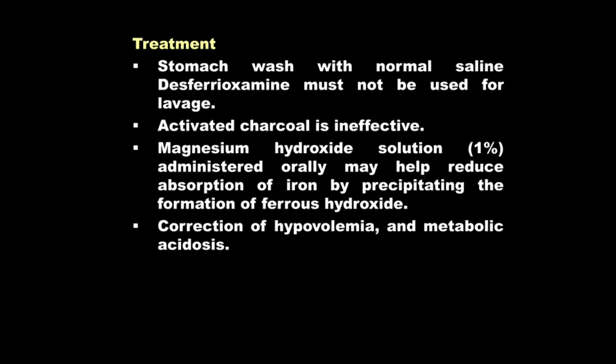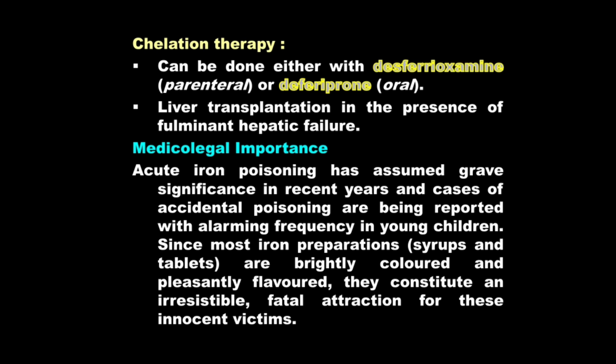The rest of it is to do with supportive and symptomatic measures. You should correct hypovolemia, metabolic acidosis, etc., which are likely to be present. Chelation therapy is the most important aspect of treatment of iron poisoning, like in the case of most heavy metals where there is a specific chelating agent. For iron, the specific agent is desferrioxamine, sometimes shortened to deferoxamine. There is also another related agent called deferriprone. Both are available in India.